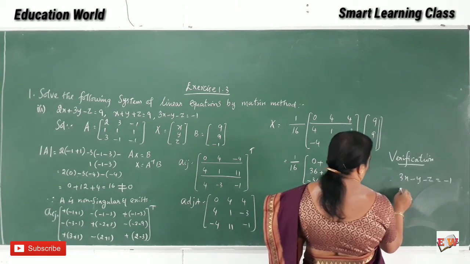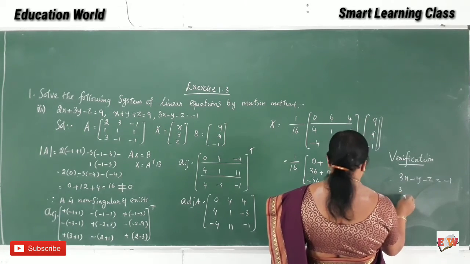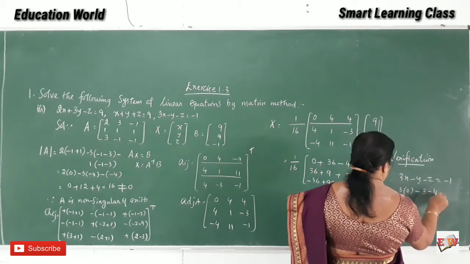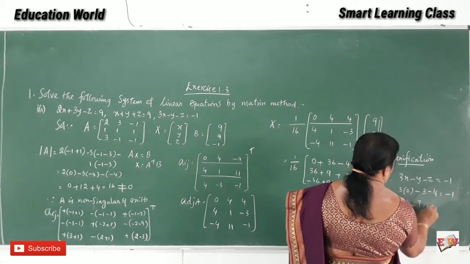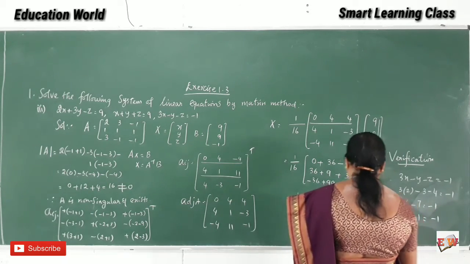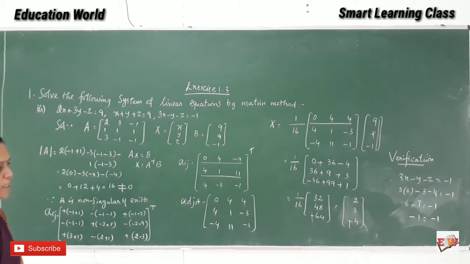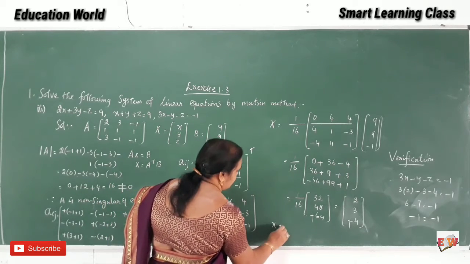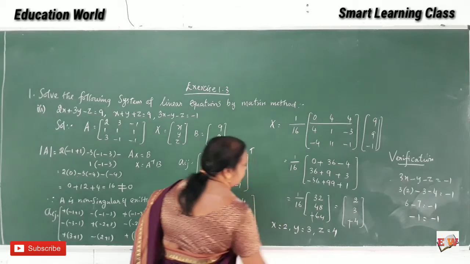See, we have to do this carefully while we are putting the sign. 2 into 3 minus 3 minus 4 is equal to minus 1. 6 minus 7 is equal to minus 1. Minus 1 is equal to minus 1. So we found the answer is correct. The solution is x is equal to 2, y is equal to 3, z is equal to 4.